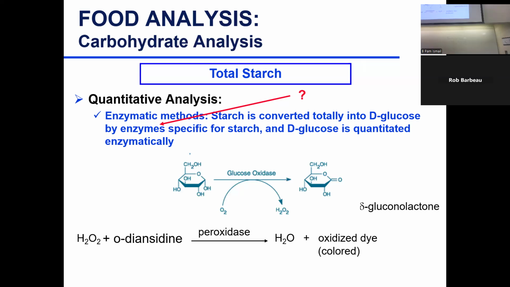Alpha amylase, that's one. What else? Beta amylase. Which one is exo? Which one is endo? Beta is exo, and alpha amylase is endo. Beta amylase breaks 2 glucose units at a time from the outside, from the external of the chain. What else? Glucoamylase. What does glucoamylase do? It breaks 1 glucose unit at a time.